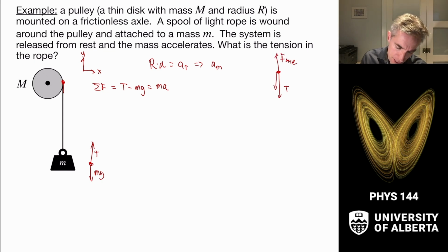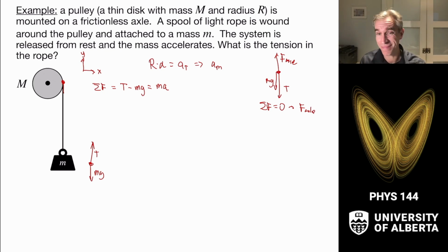And then there's going to be mg for the weight of the pulley coming down. I'm going to kind of ignore this set of forces because the sum of these forces is going to be 0, because that pulley isn't moving its center of mass. And that's really just going to specify what the axial force is, which the problem doesn't care about.